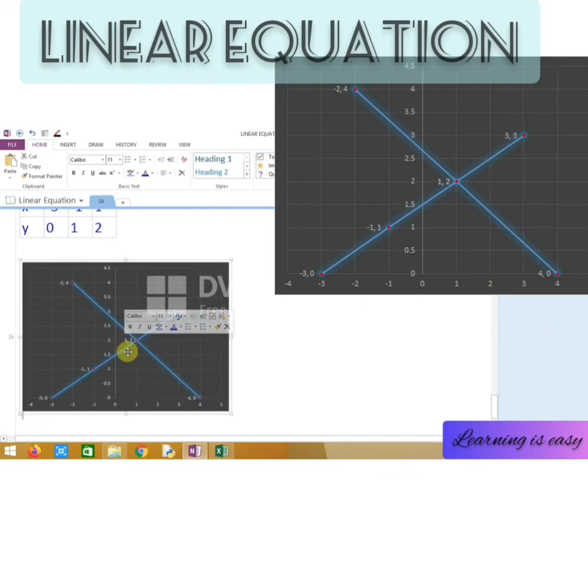So we can again plot this and see where it meets. It meets at 1 comma 2. It intersects.